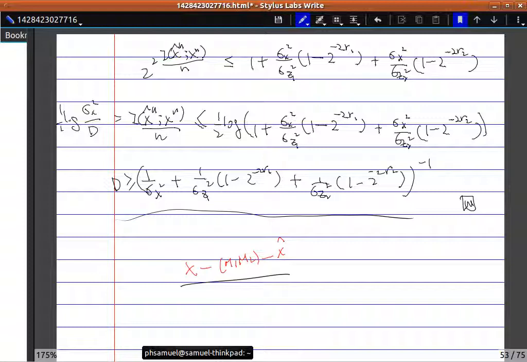So maybe in another video I will talk about the forward proof, basically how we can show that the rate region is actually achievable.